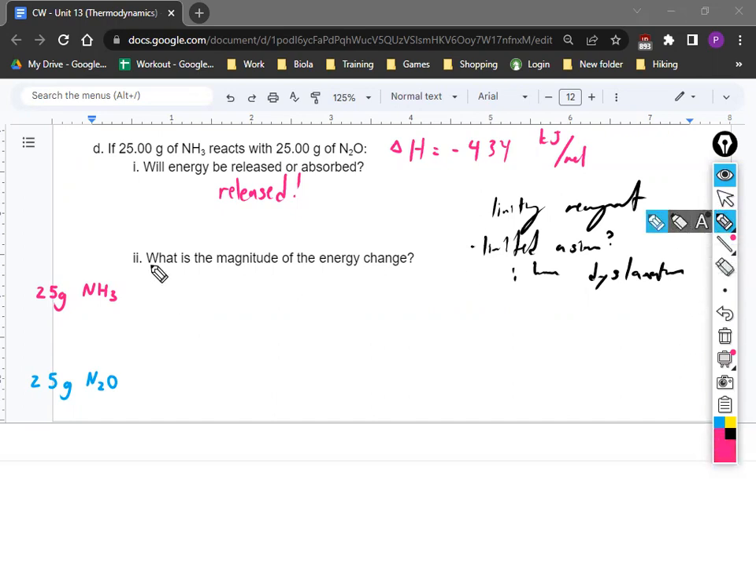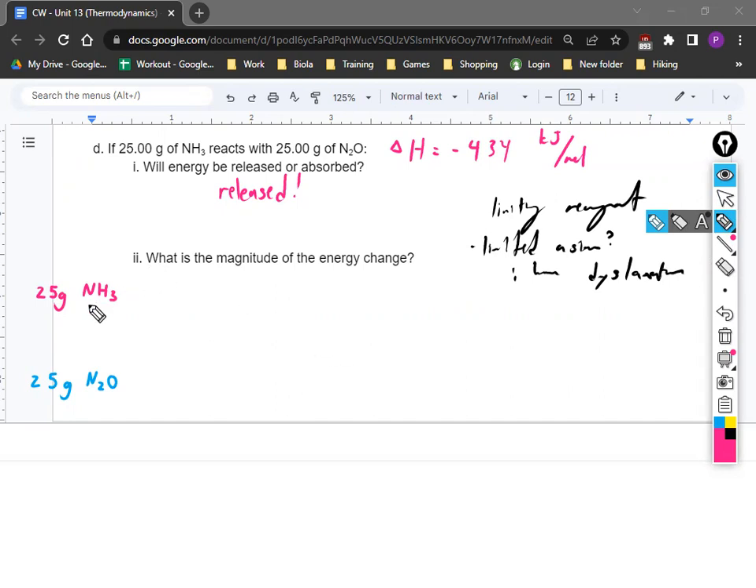Okay, let's go into this. What you guys should be able to figure out is that there are a lot of different ways to figure out the limiting reagent. The way that I do it is I just do the stoichiometry. Whatever gives me the smaller number is the limiting reagent, okay?